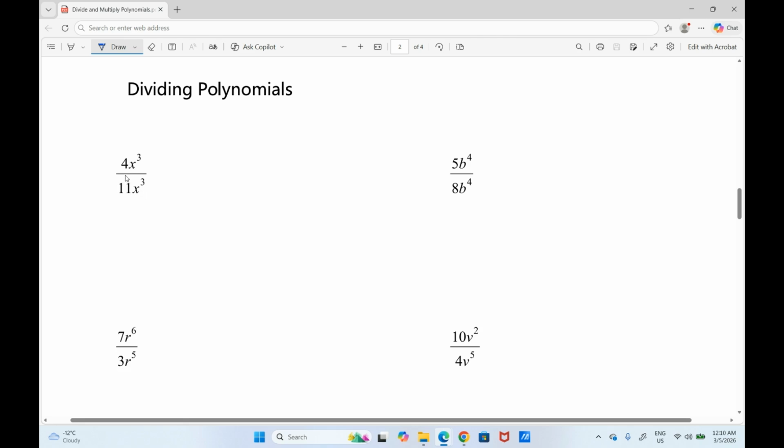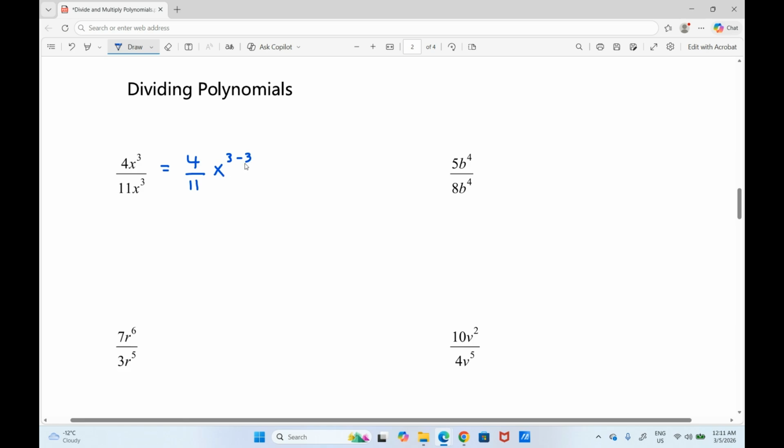So for this question here, I'm going to try to simplify this. 4 divided by 11 is still 4 over 11. I can't simplify that. However, x to the exponent of 3 divided by x to the exponent of 3, I can simplify. So remember, when I'm dividing variables with the same base, I can subtract the exponents. So this would be x to the exponent of 3 minus 3.